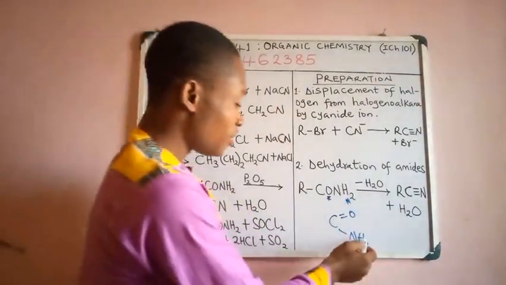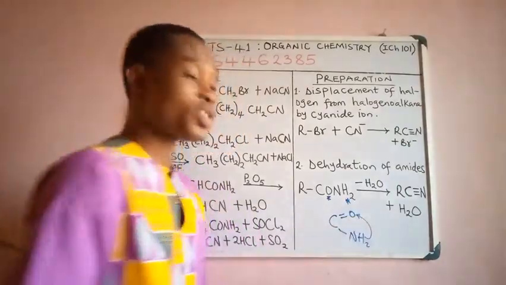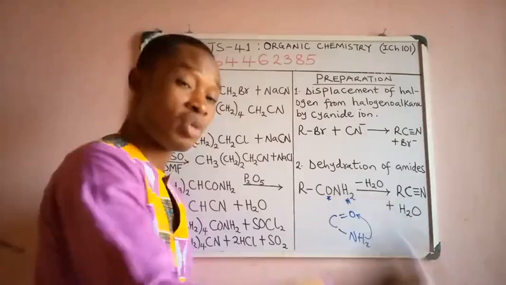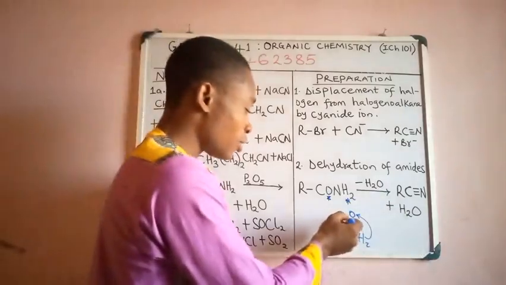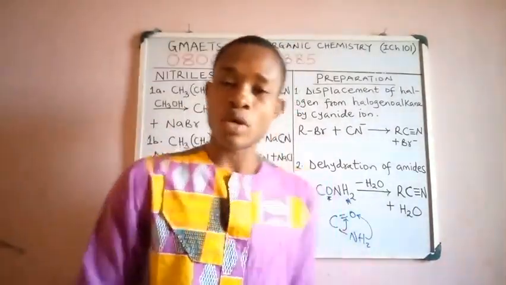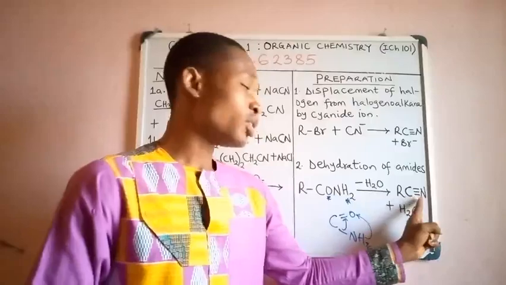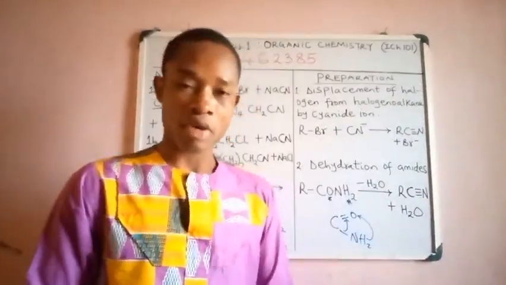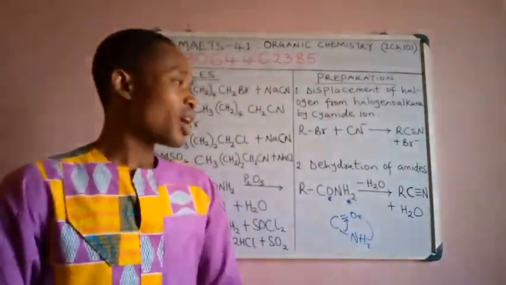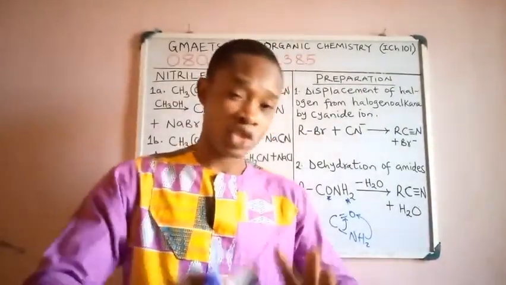So that when this H2 picks this oxygen to give you water, which is eliminated, removed, this bond will now link up with the two other bonds that will give you the triple bond, which links up the nitrogen to give us the nitrile group. So this is how the reaction takes place, the general scheme.